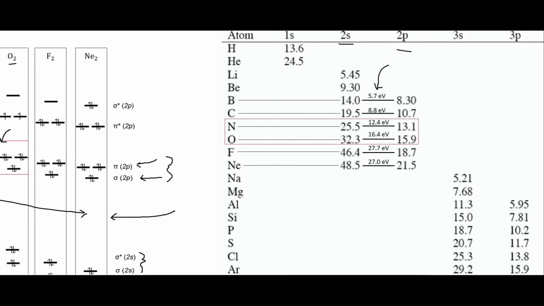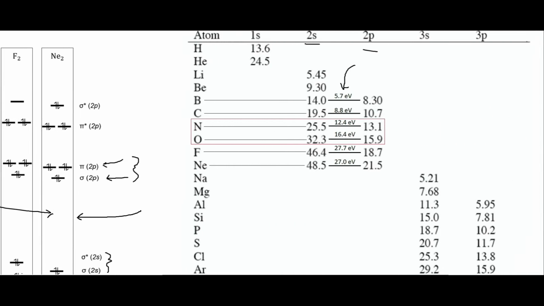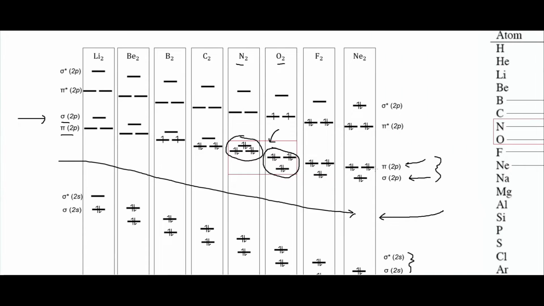And so there is little to no interaction. And so that switches it so that we have the sigma now lower than those pi bonds there. And that will remain true for the fluorine and for the neon here. And so that's the first thing we can see on this table.